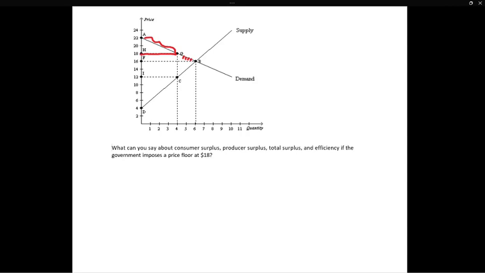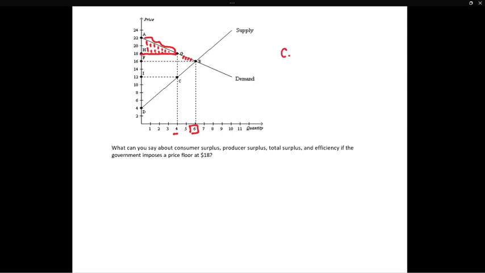And since we have fewer buyers participating in the market, fewer quantities will be bought and sold. In this example, at $18, only 4 units will be bought and sold. This is less than the market equilibrium quantity. And therefore, the consumer surplus will shrink because we're losing some customers, and the existing buyers will have less consumer surplus.